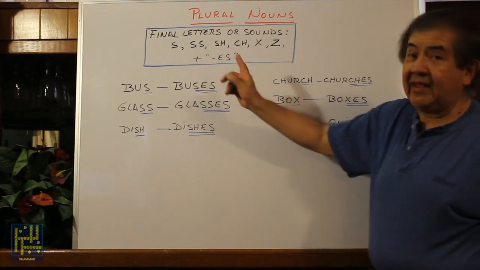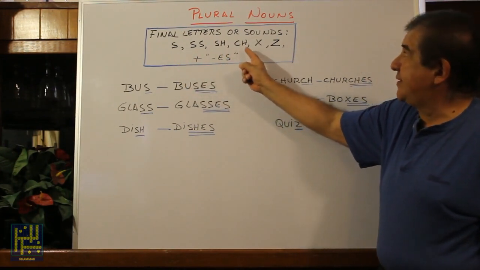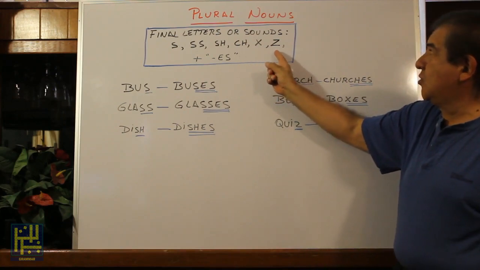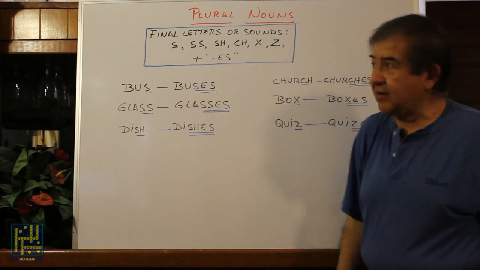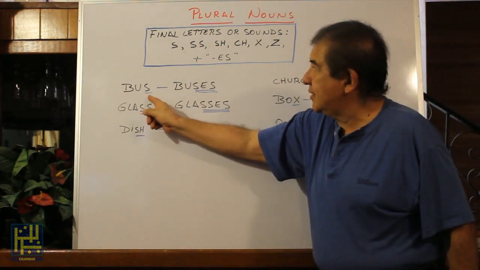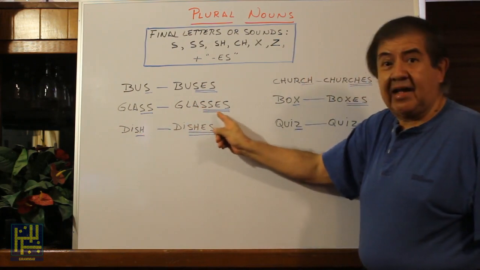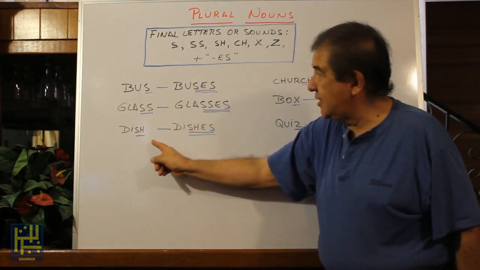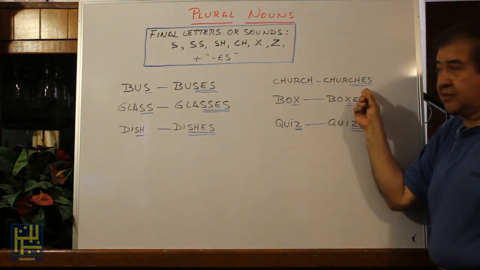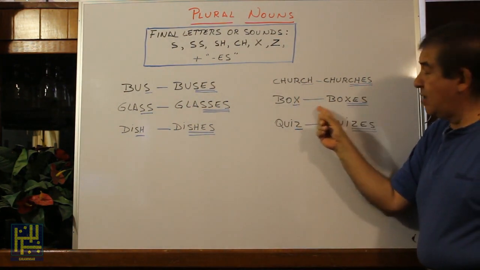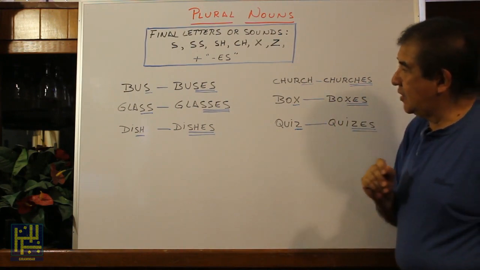When the nouns end in S, SS, SH, CH, X, or Z, then we are going to add ES to the noun. In this case, bus, buses, glass, glasses, dish, dishes, church, churches, box, boxes, quiz, quizzes.